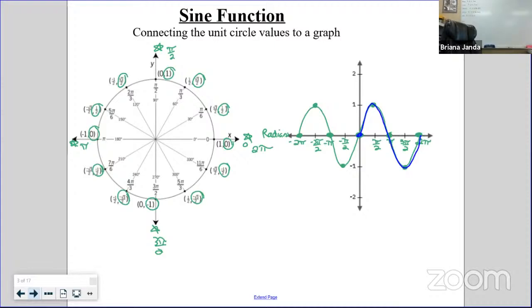That's one complete sine curve. That's one complete trip around the unit circle. And then it just repeats itself. So once we figure out where that goes, we just fill in the pattern around it to fill in the rest of our graph. Okay.